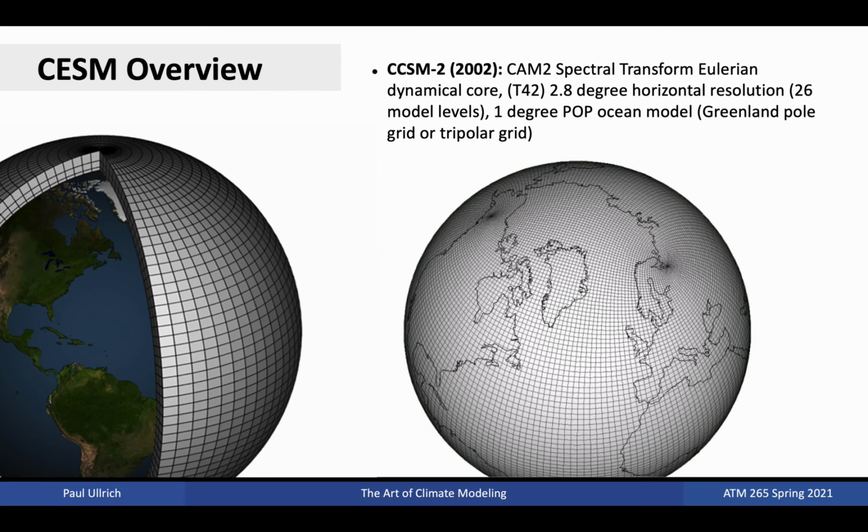6 years later, the Community Climate System Model, CCSM version 2, was released, which featured the CAM2 spectral transform dynamical core at T42 resolution, largely unchanged from its predecessor. The ocean component module was updated in this model to the Parallel Ocean Program at 1-degree resolution using the Greenland pole grid, or tripole grid. This configuration allowed pole points, which tended to be problematic for numerical simulation, to be split and moved over land where they cause fewer problems.